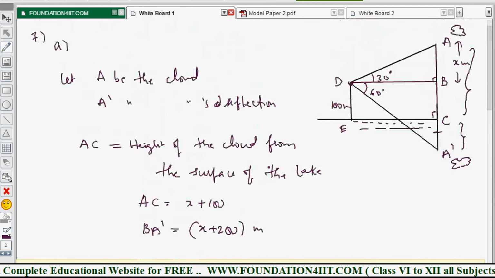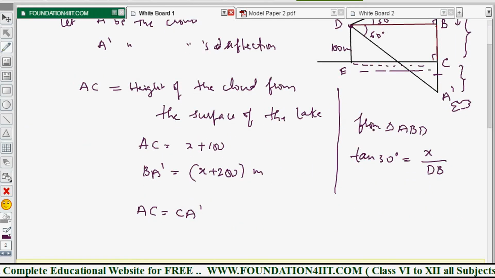Now we take the triangle. First triangle ABD. From triangle ABD, tan theta. So tan 30 is opposite by adjacent. Opposite is x and adjacent is DB. So tan 30 is 1 by root 3, equal to x by DB. Then DB is equal to x root 3 meters, let it be here.